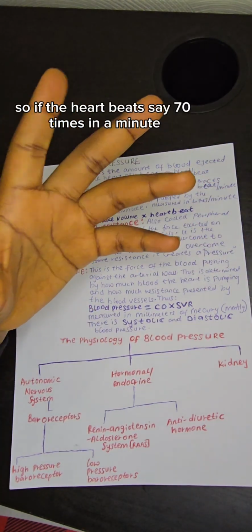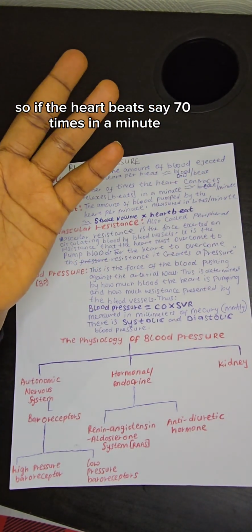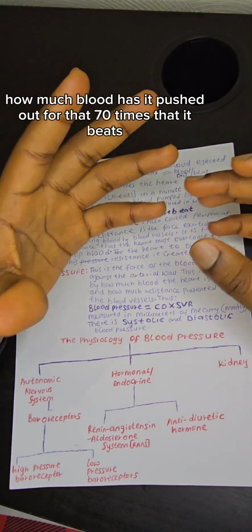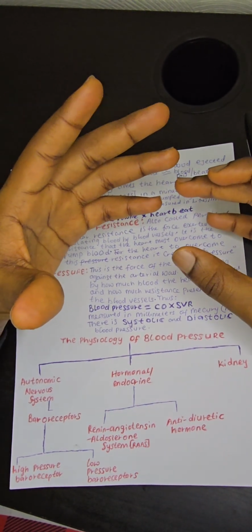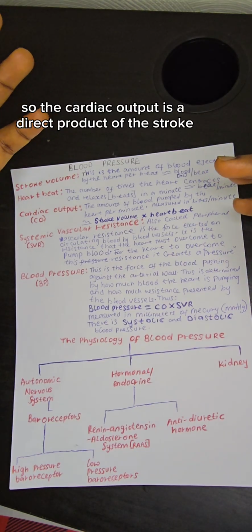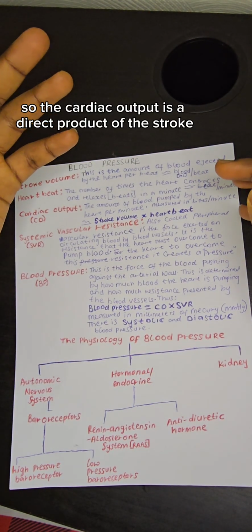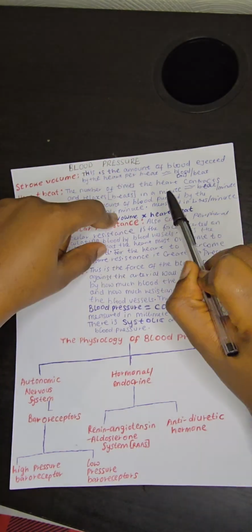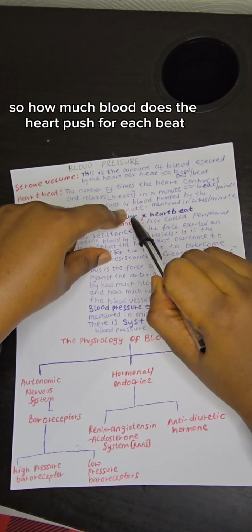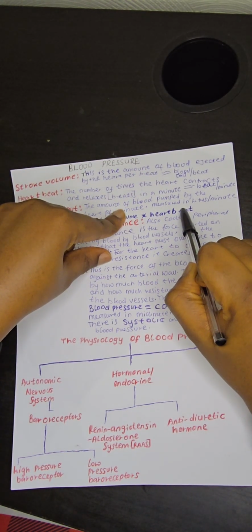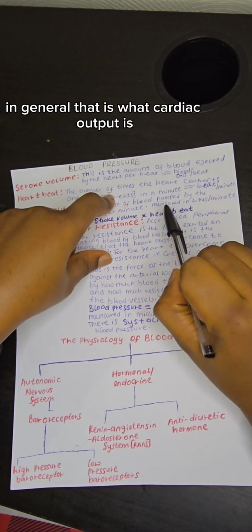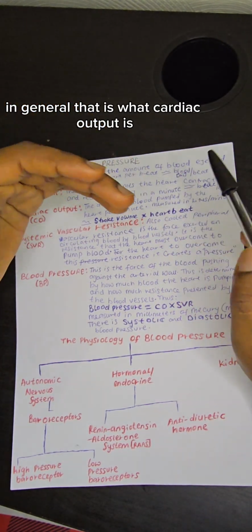So if the heart beats, say, 70 times in a minute, how much blood has it pushed out for those 70 times that it beats? So the cardiac output is a direct product of the stroke volume and heartbeat. So how much blood does the heart push for each beat? If you count that beat for a minute, how much blood do you get in general? That is what cardiac output is.